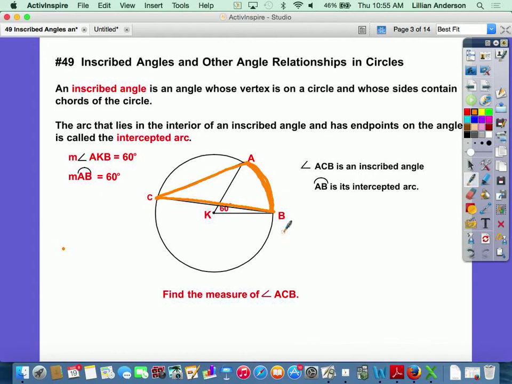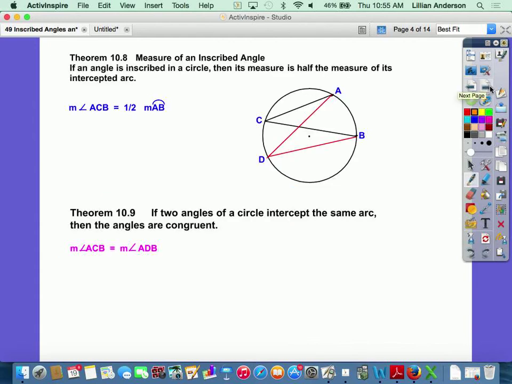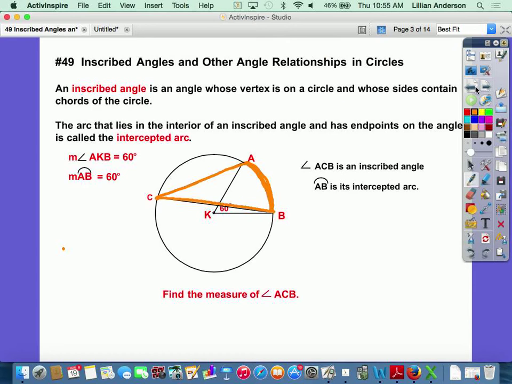The measure of an inscribed angle is actually half the measure of the arc. Okay? So, if I were to go back, I know this central angle is 60, which means the arc is going to be what? 60. And so the inscribed angle is going to be half of that arc, which is 30. Okay? So the measure of angle ACB is 30.